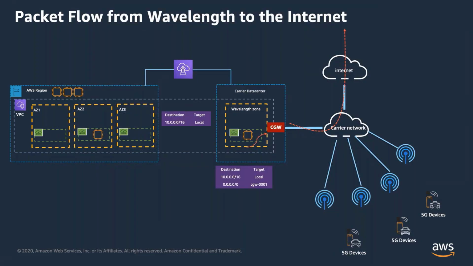The carrier gateway also provides egress to the internet, so you can connect to internet resources like GitHub or to get operating system updates. Note that this path is for internet egress and response. Wavelength Zones are not accessible from the internet.